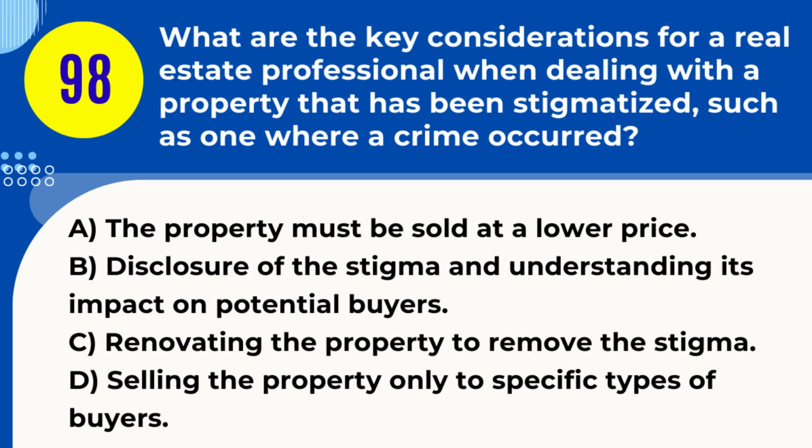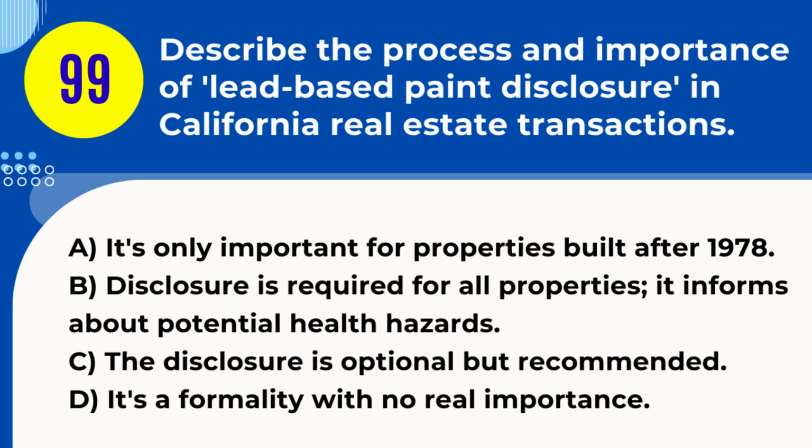A. The property must be sold at a lower price. B. Disclosure of the stigma and understanding its impact on potential buyers. C. Renovating the property to remove the stigma. D. Selling the property only to specific types of buyers. Answer. B. Disclosure of the stigma and understanding its impact on potential buyers. Explanation. For stigmatized properties, real estate professionals must disclose the stigma and understand how it might affect the property's appeal to potential buyers.